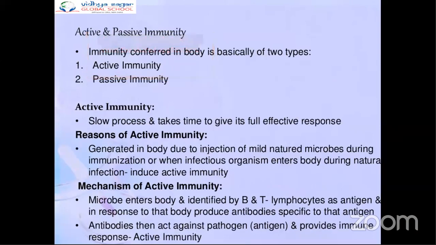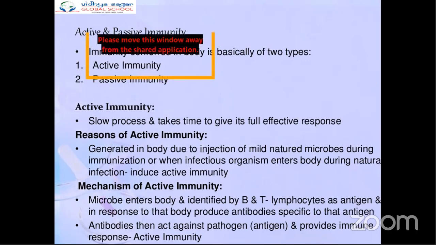So here, it is a slow process, and it takes time to give its full effective response. Reasons for active immunity: it is generated in the body due to infection by mild-natured microbes during immunization, or when an infectious organism enters the body during natural infection, which will induce active immunity.